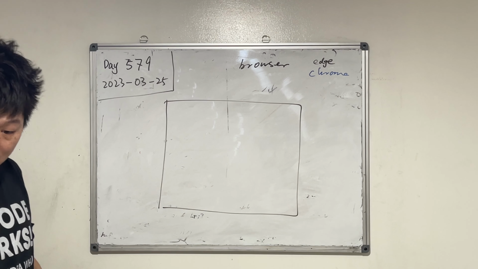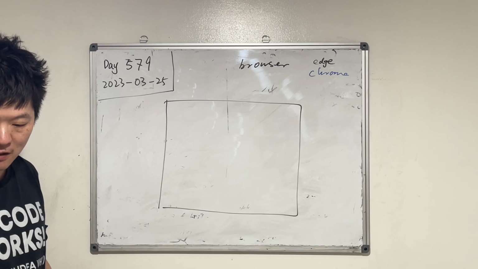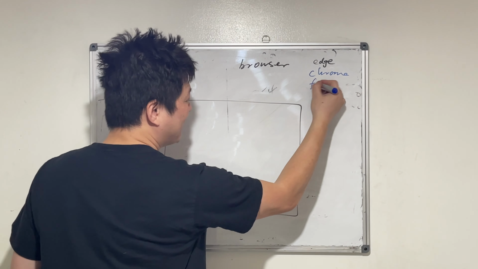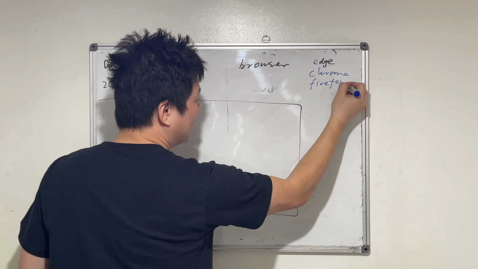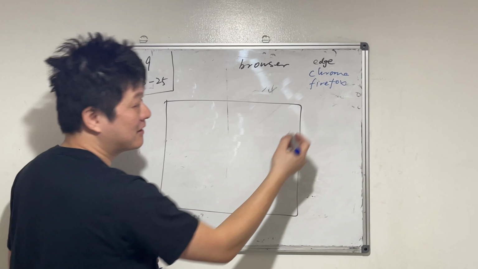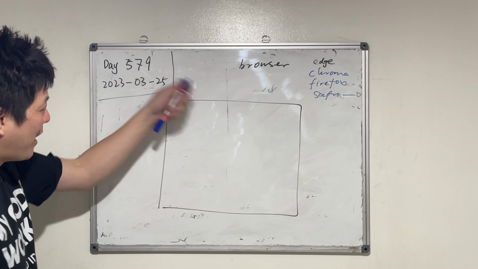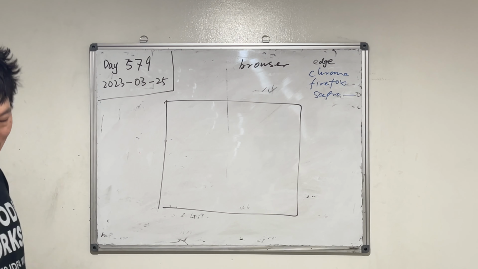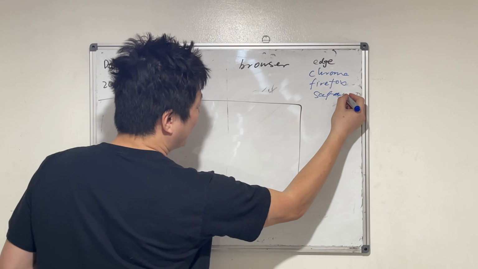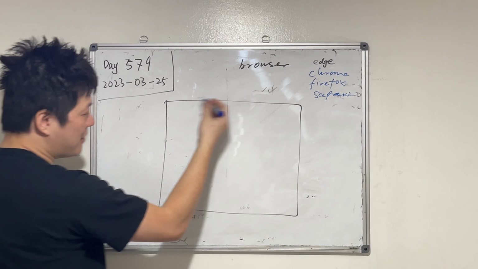And nowadays there's also Firefox. When did you use Firefox? Never. How do you know Firefox? I learned it in school. Okay. And there's also Safari. I don't know how to spell it. S-A-F-A-R-I. But anyway, a browser is software.